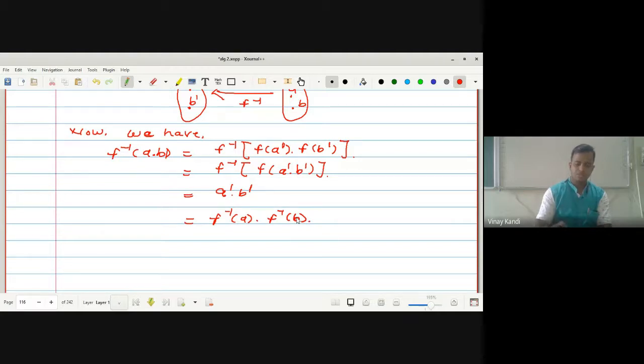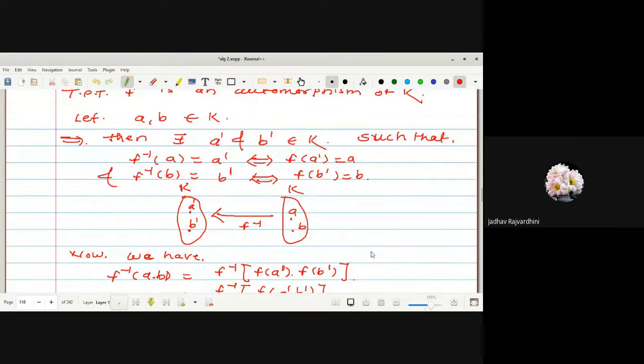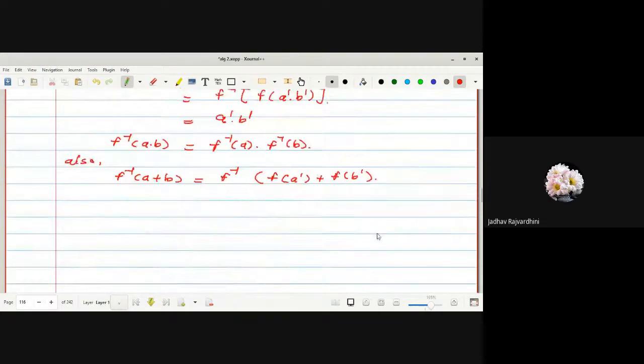Okay, any doubt? No, sir. So here F inverse of A into B is equal to F inverse of A into F inverse of B. Now also F inverse of A plus B is equal to, this is F inverse. What is A? F of A dash plus what is B? F of B dash. Look at it. A and B, F of A dash and F of B dash. Now apply the F inverse on both. But F is what? Isomorphism. That is automorphism on K.